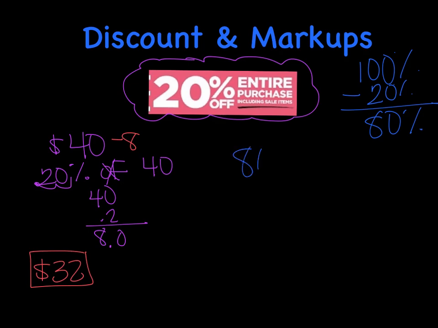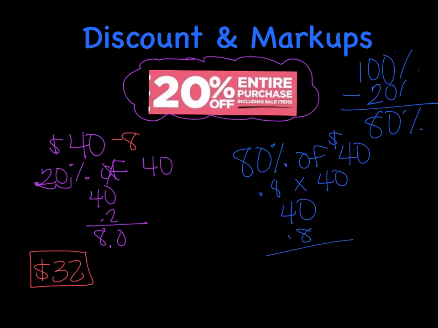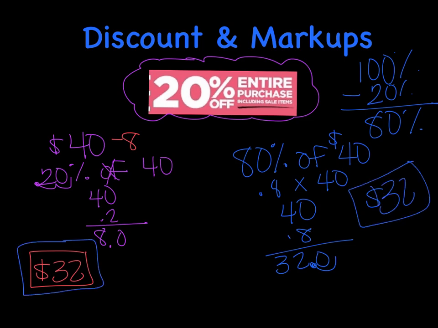So then you could just find 80% of that item, which is the full price is $40. So then you would take your 0.8 times 40. And 40 times 0.8, 8 times 0 is 0. 8 times 4 is 32. You move it back one place, so paying for 80% would be a total of $32, which I also found the same way by finding the discount and subtracting.